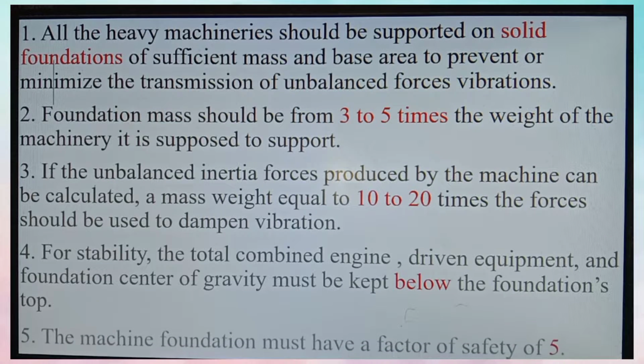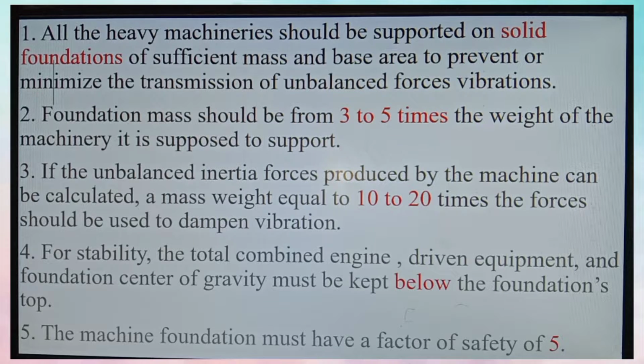Next is, the machine foundation must have a factor of safety of 5, which is mentioned in the standard. So while designing the machine foundation, you must consider a factor of safety equal to 5. For every foundation design, you need to use a factor of safety of 5 as mentioned in the standard, especially in the PSME code. For safety purposes, we need to design the machine foundation with a factor of safety of 5.